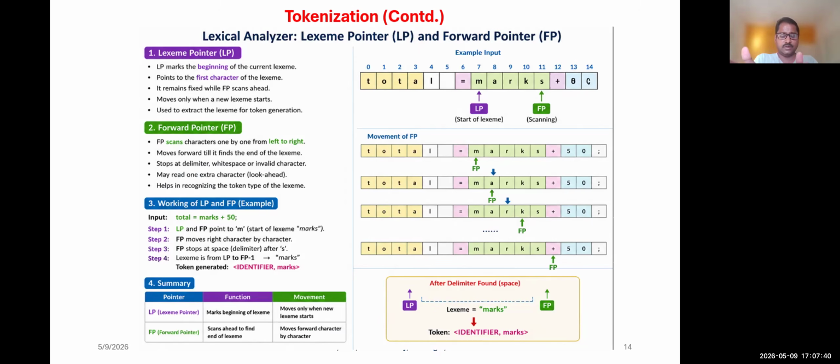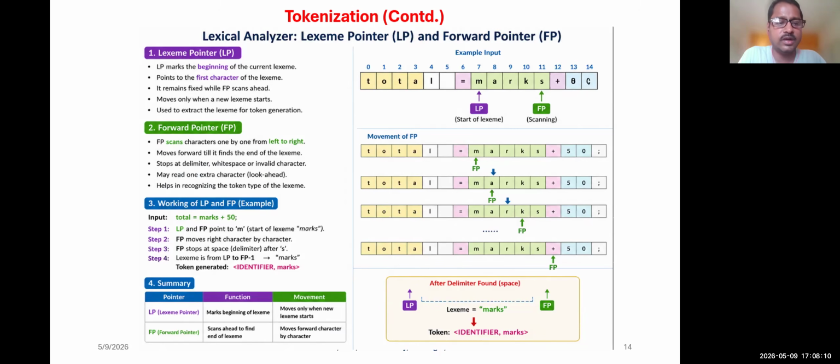Here, the example is big, but the number of cells is very small. Because of that complexity, the white space is not mentioned, but it is written clearly. You see down there, after the delimiter is found, the entire word marks is considered as a lexeme, and the corresponding token type needs to be found.